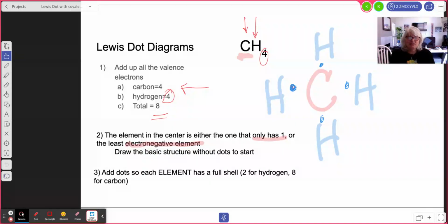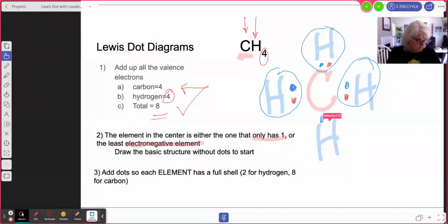Now carbon has 4, so we need to add carbon's electrons. Remember, we do it every 15 minutes on the clock. So 12 o'clock, 3 o'clock, 6 o'clock, and 9 o'clock. So count the electrons. Each dot is an electron. I have 8, so we're good there. Now I need to make sure that each element has what it needs to satisfy the octet rule. Hydrogen needs 2. Each hydrogen has 2. And then carbon needs 8. And if you look, we have 8. So we did it. That's it.